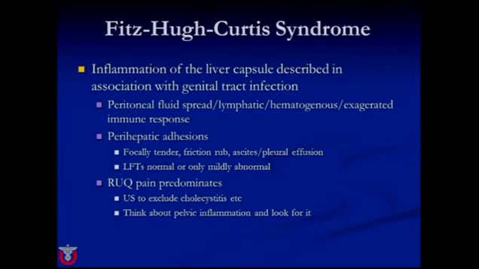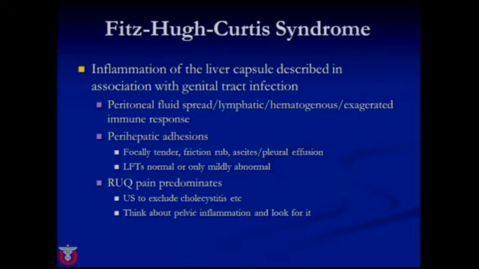So, Fitz-Hugh-Curtis Syndrome. This syndrome was described initially in people with sexually transmitted diseases, and people with infection in the pelvis get peritoneal spread, it's thought, although there may be a component of lymphatic or hematogenous spread, and it's an exaggerated immune response. And what happens is that the perihepatic tissues become acutely inflamed. Many times that dominates the clinical presentation, and the patient comes in with right upper quadrant pain.